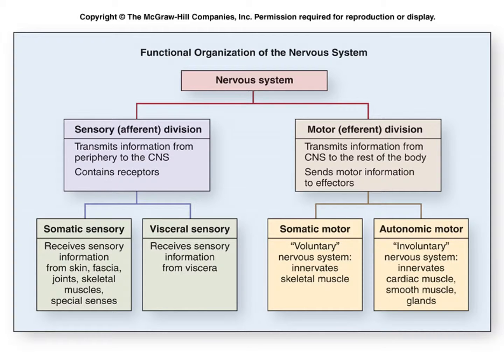On the other hand, the motor division, also known as the efferent division, transmits information from the central nervous system to the rest of the body. It also sends motor information to effectors. It consists of two parts, the somatic motor and the autonomic motor. The somatic motor, also known as the voluntary nervous system, innervates skeletal muscle, while the autonomic motor, also known as the involuntary nervous system, innervates cardiac muscle, smooth muscle, and glands.